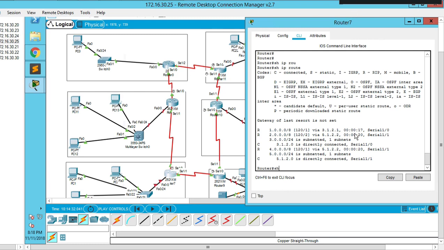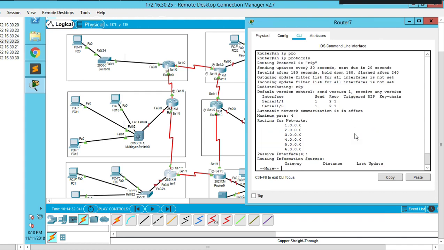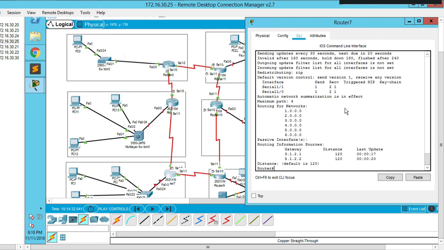So we can type in show IP protocols. Okay. So the router, it knows 2 different networks, right? Yeah, sorry. So 2 different networks. It's the 5 network and the 3 network, because the interface for this one here is going to 3 and this one's going to 5. So it knows those 2 networks, right?